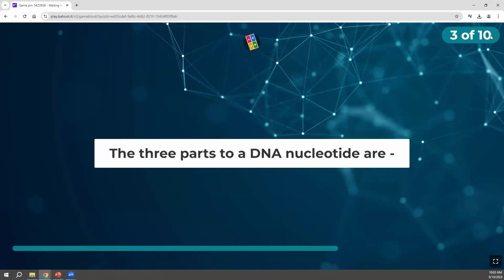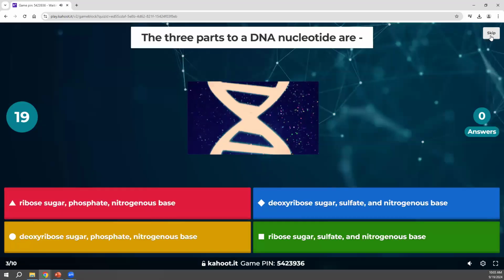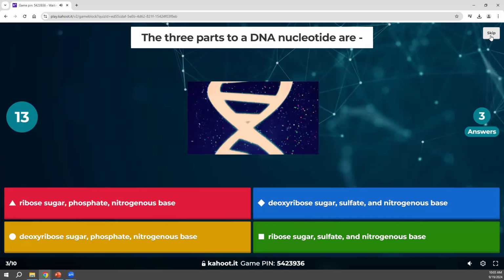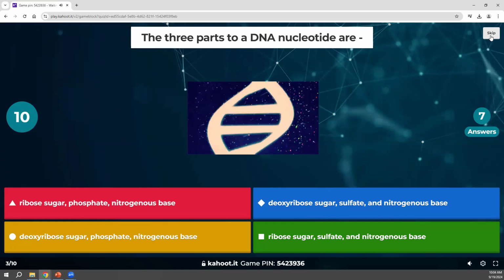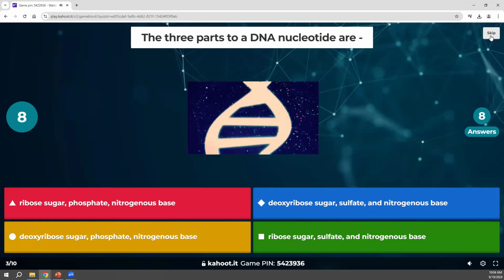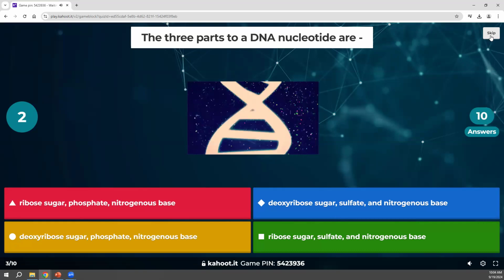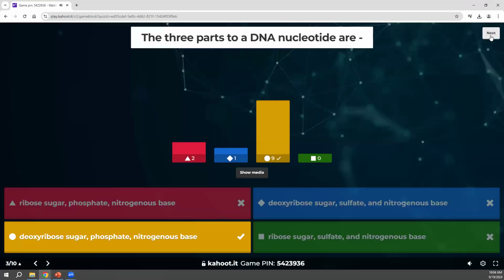The three parts to a DNA nucleotide are, read your choices. All right, so most of us getting this one as well. It's going to be the sugar, which is a pentose sugar of some kind when we're talking about nucleic acids, but when we're talking specifically about DNA, we're talking about deoxyribose. Remember, RNA is going to have ribose as the sugar. Those are sugars, ose at the end, sugar.